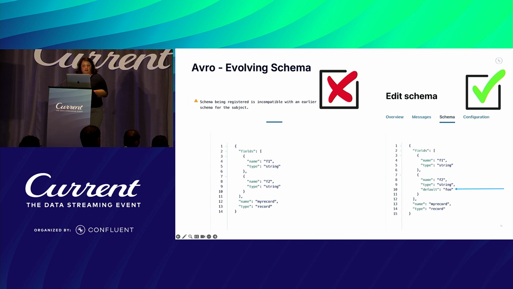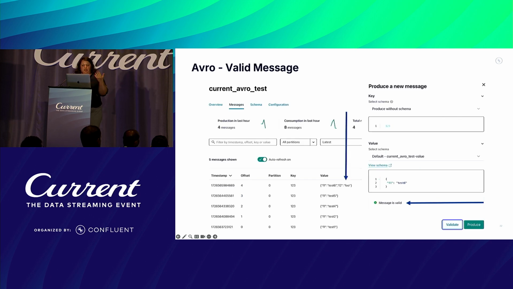So what do I need to do to fix this? I need to add a default value. So now with the new schema version, when I send a new message containing just the first field, the message is valid, and in the topic it appears with the first field as was present in my message, and with the default value of the second field, which was missing, but had the default in the schema.